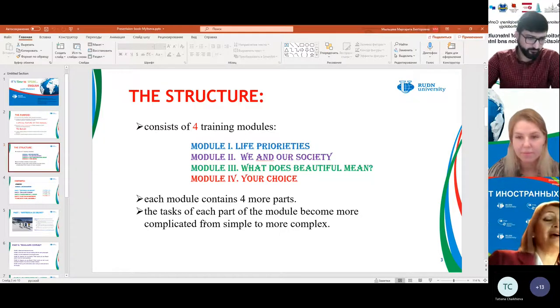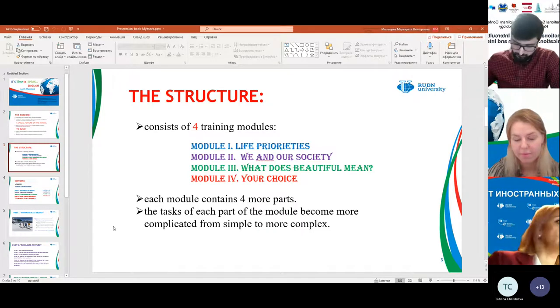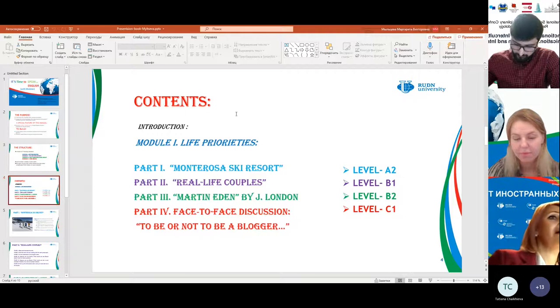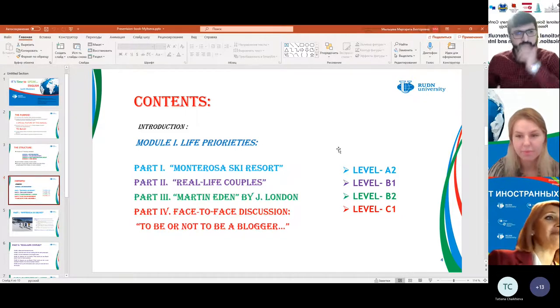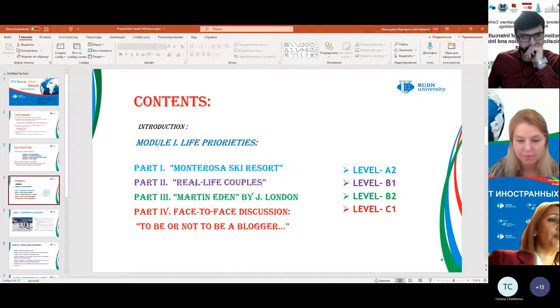As I have already mentioned, the tasks of each part of the module become more complicated, from simple to more complex. If you look at the contents, you can see that part 1 is for students of level B1. Part 2 contains exercises for level B students. Part 3 is given for students with B2 levels. And part 4 of each module represents exercises for students of level C1. It doesn't mean that the students can use only some parts. No, the idea is in progress.